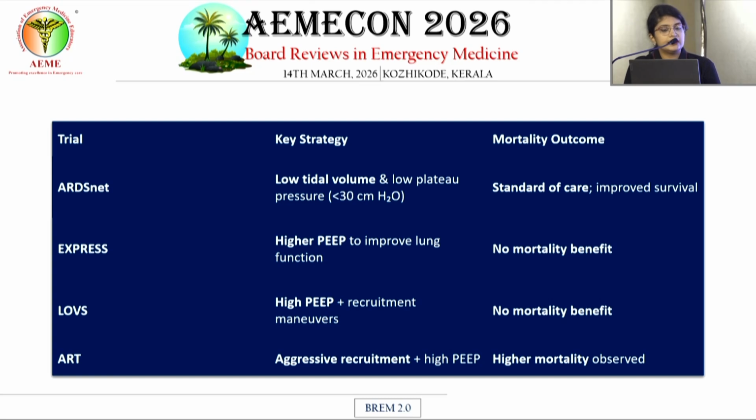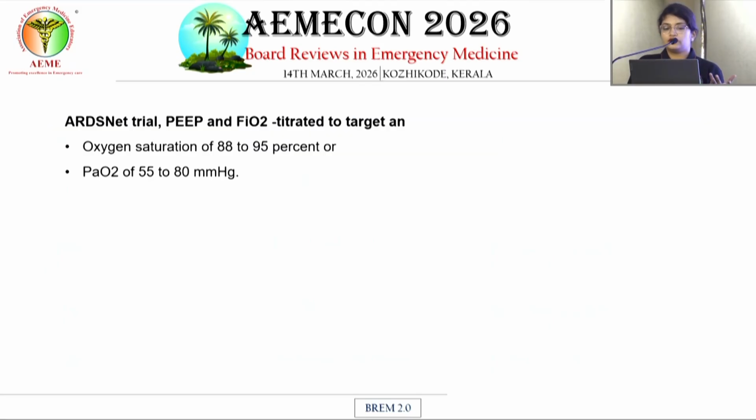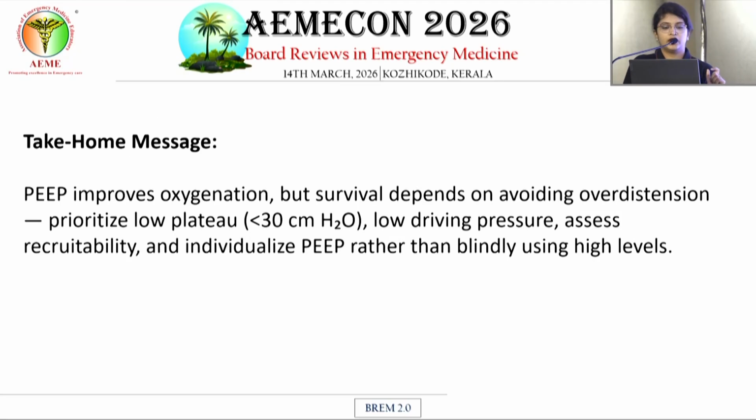We had many trials like ARDSNet, EXPRESS, LOVS and ART trial. In the last 3 trials, they looked at whether higher PEEP is going to help in improving lung function, which is not so. There is no mortality benefit. So currently what to follow? PEEP and FiO2, you can titrate based on targeting oxygen saturation of 88 to 95% and PaO2 of 55 to 80. PEEP improves oxygenation, but survival depends upon avoiding overdistension. So you have to prioritize low plateau pressures and low driving pressures.